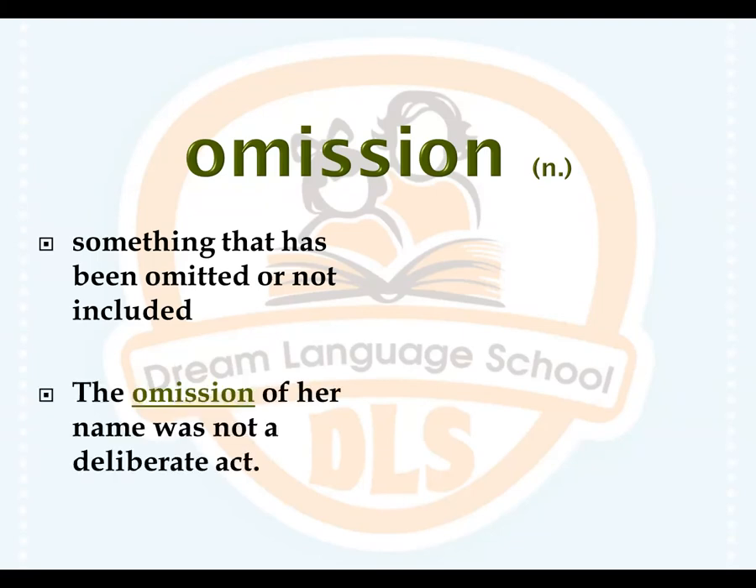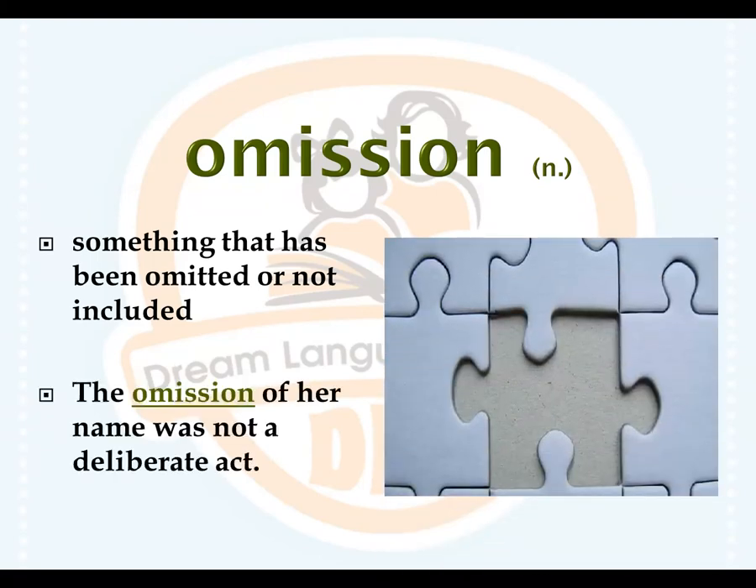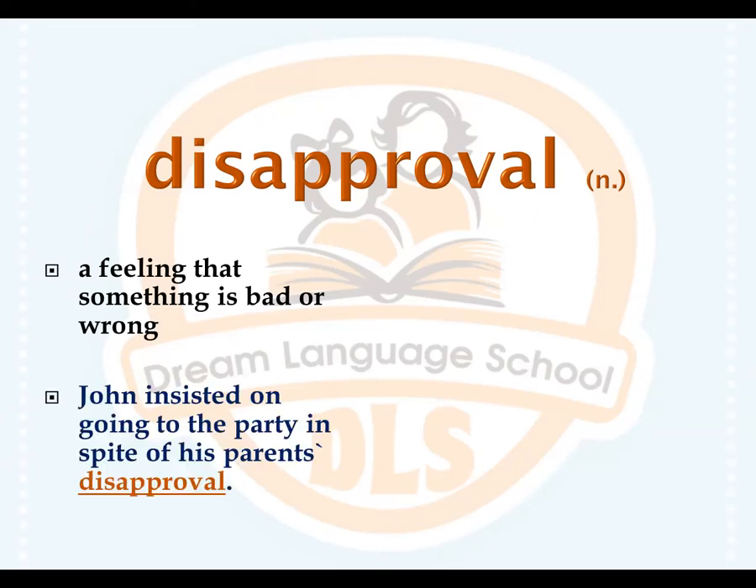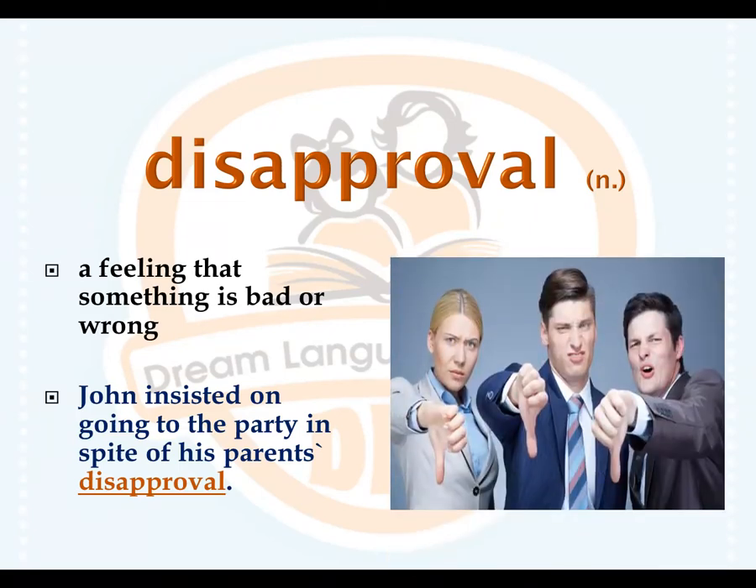Omission is like cutting something. Something that has been omitted or not included. The omission of her name was not a deliberate act. Omission means to erase something or to delete something. Disapproval: a feeling that something is bad or wrong. John insisted on going to the party in spite of his parents' disapproval. Disapproval means you don't agree with someone, you don't agree with something. A feeling that something is bad or wrong. Disapproval.